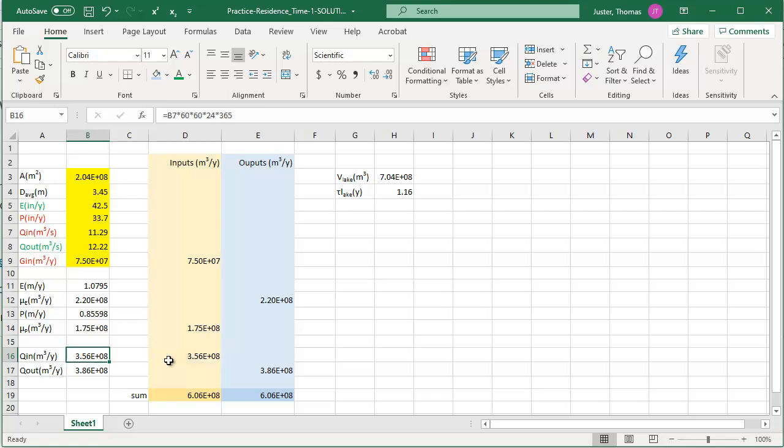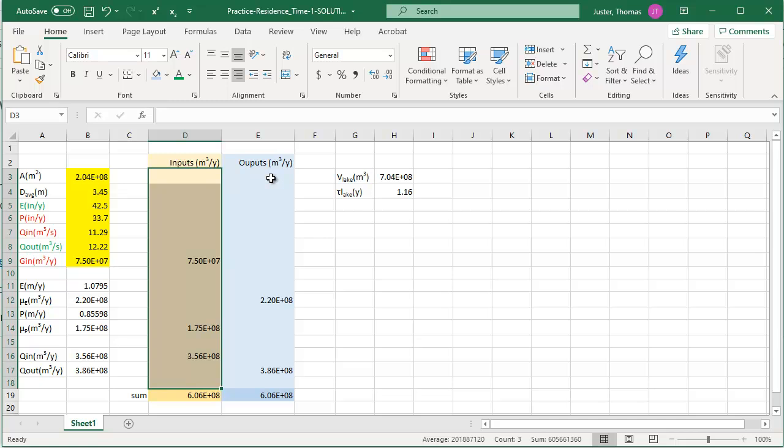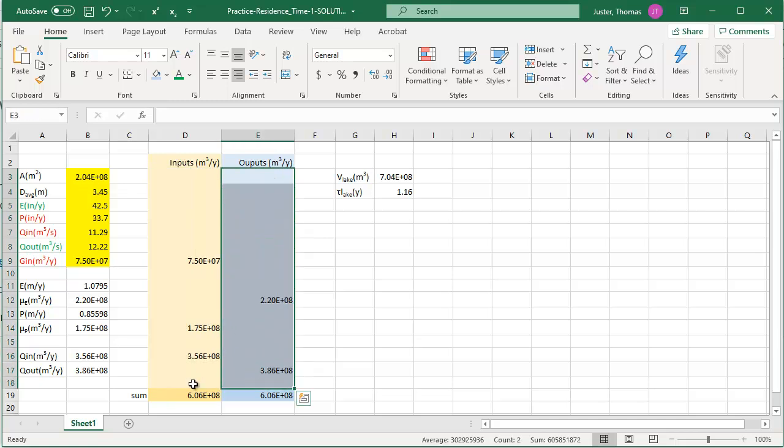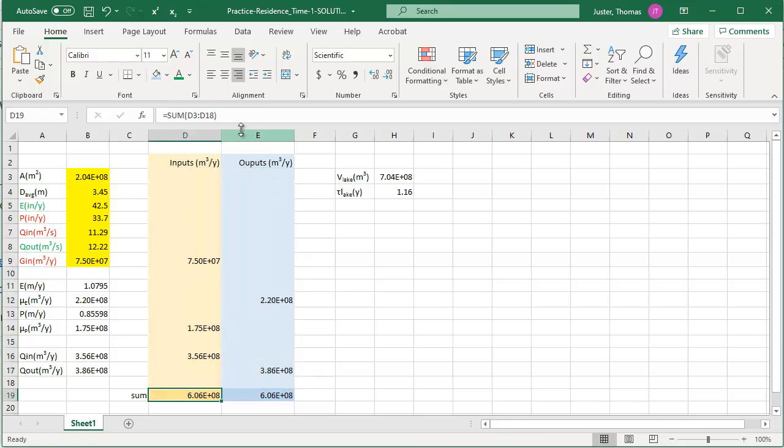So the input I'm going to copy into our yellow inputs column, and the outputs here I'm going to copy into the outputs column. So now everything in yellow here were inputs, everything in blue was outputs, and I can use Excel's sum function. You see how this works? I'll erase it here just to show you how it works.